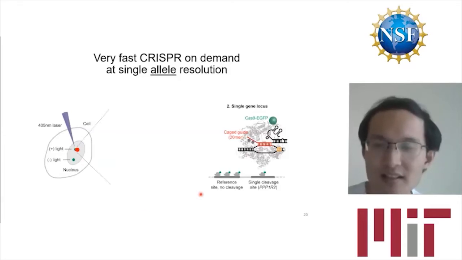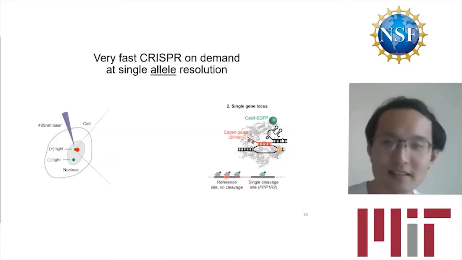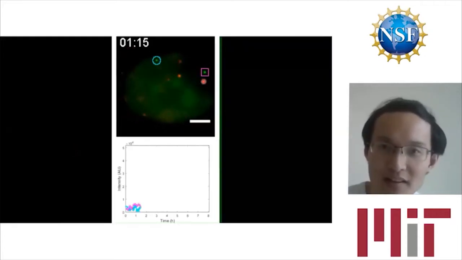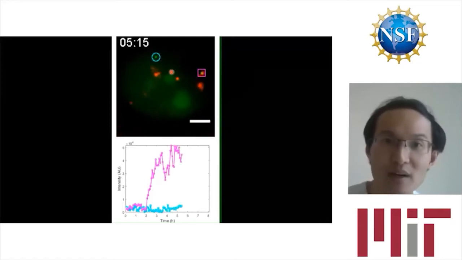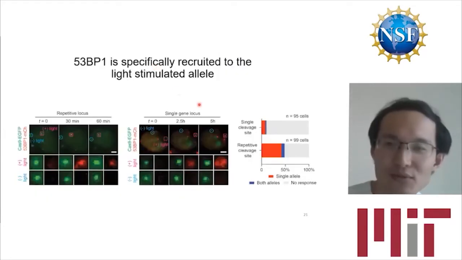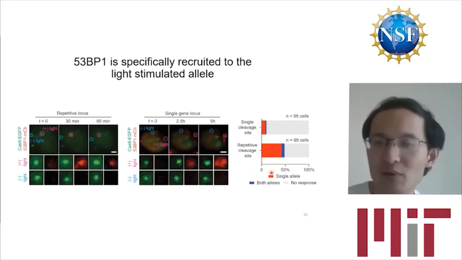We can also do this for a single cut at a single gene locus. Again, this is the PPP1R2 gene. We are using the reference site, highly repetitive reference sites, just for visualization. Again, we're targeting one allele. You see, we're targeting the magenta and the 53BP1 only localized there, but not the other allele. So we repeated this for hundreds of cells for both the repetitive locus and the single gene locus. We show that for both cases, we're able to achieve single allele specificity.